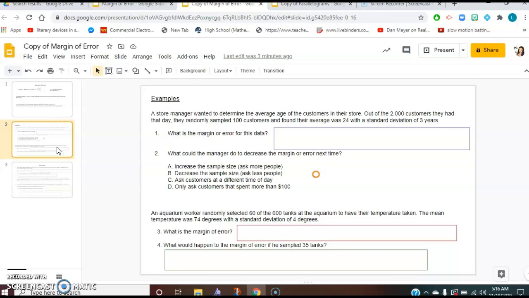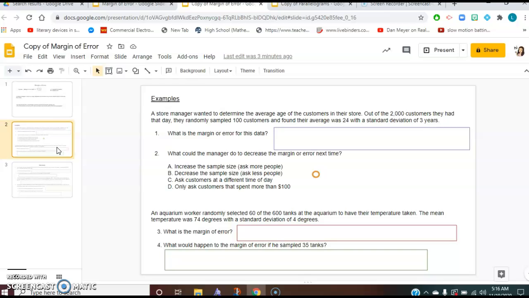All right, so I'll just do the first example with you. A store manager wanted to determine the average age of customers in their store. Out of the 2,000 customers they had that day, they randomly sampled 100. So 100 is our sample size. They found the average was 24.